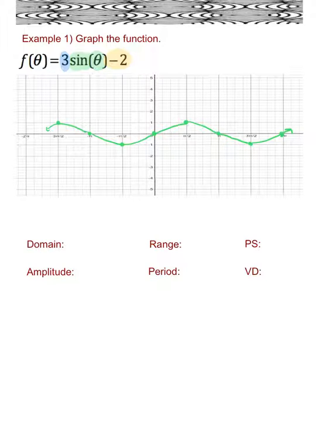There's the parent function. Now I need to change the amplitude to 3. So when I do that, my x-intercepts don't change, but instead of going up to 1, I'm going to go up to 3. And then negative 1 moves to negative 3. So I can see the size of the wave getting bigger.